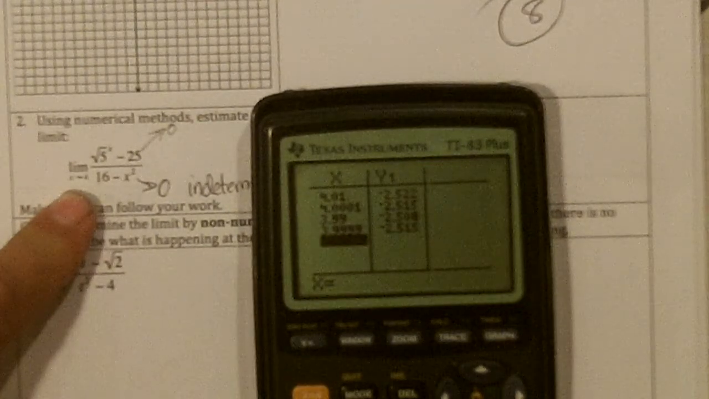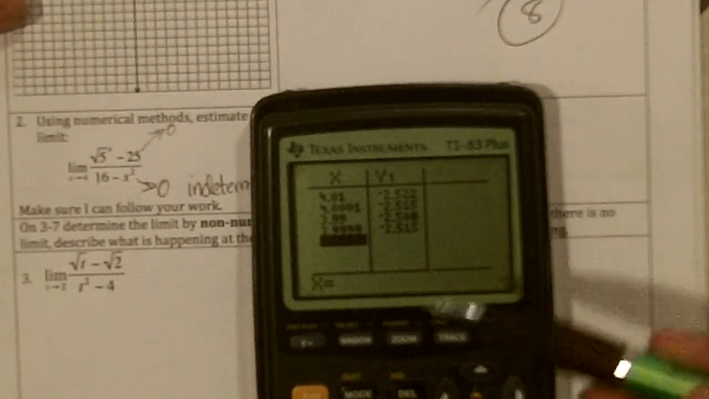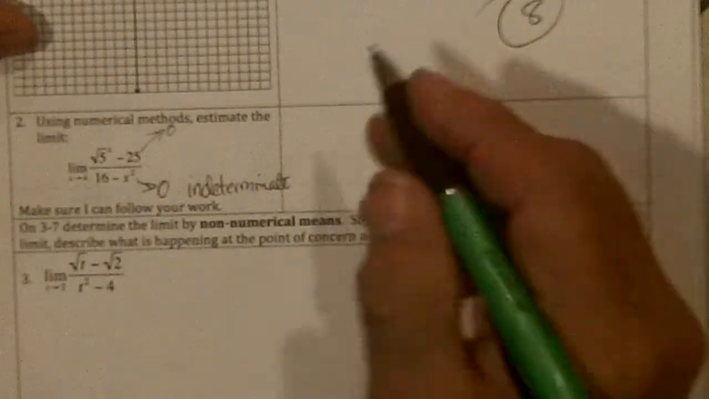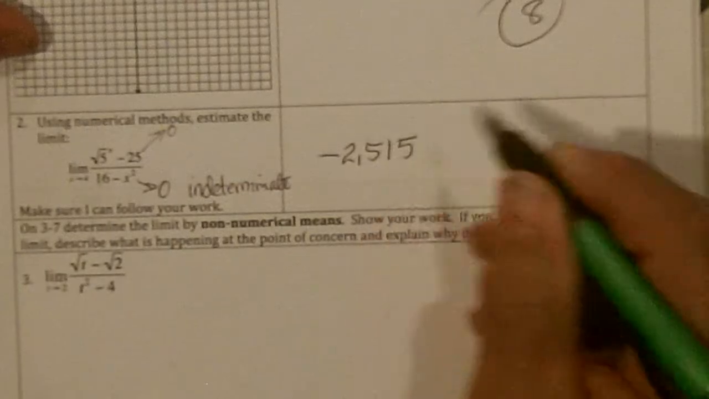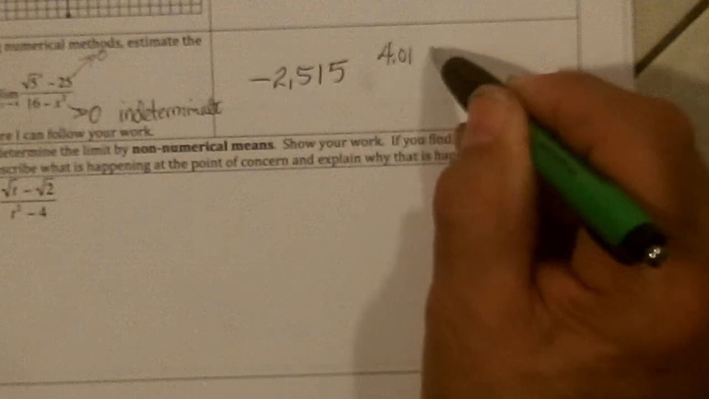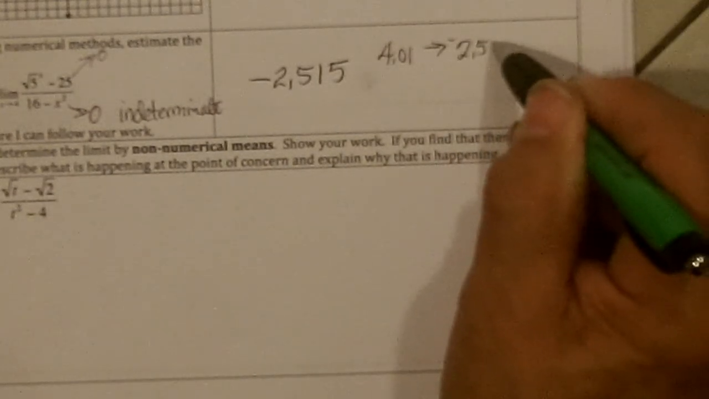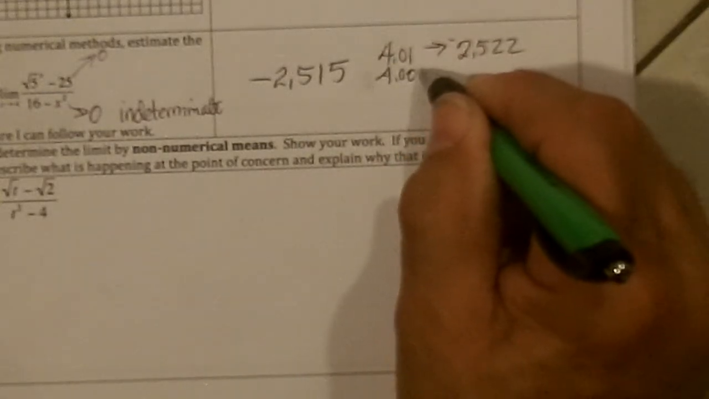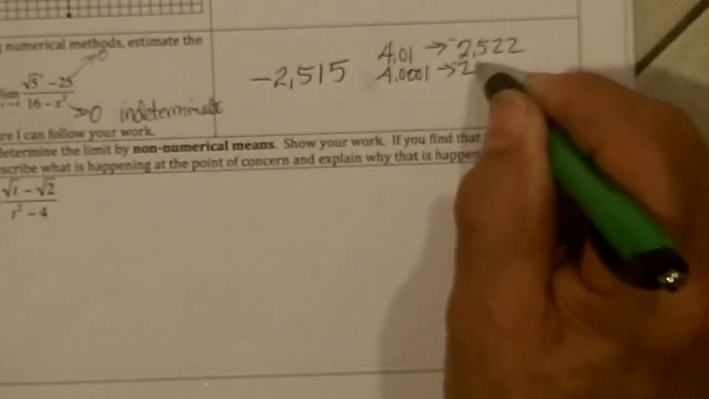3.9999, and that's negative 2.515, just like it was for 4.001. So I'm going to write down the limit as negative 2.515 and show what I got. For 4.01, I got negative 2.522. For 4.0001, I got negative 2.515.